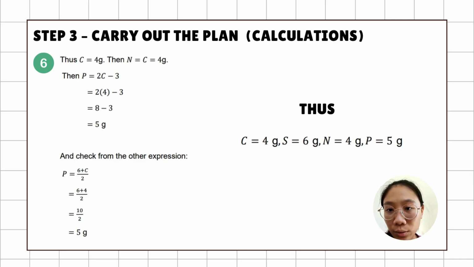Then we substitute the c to find the p. So p is equal to 2c minus 3. We substitute the 4 into the equation. Lastly, we get that p is actually equal to 5g. And we check it from another expression, p equals 6 plus c over 2, and we found that it's also equal to 5. So it proves that p is actually equal to 5g. Thus, we found that c is equal to 4g, s is equal to 6g, n is equal to 4g, and p equals 5g.